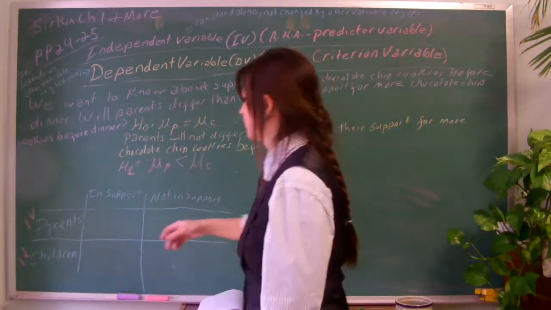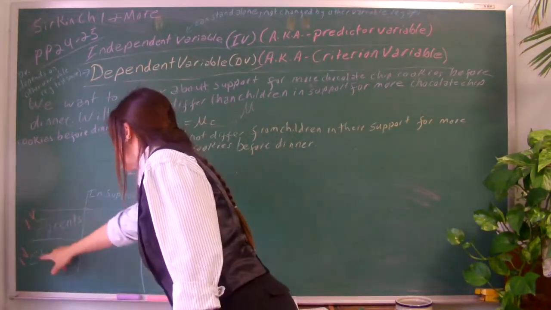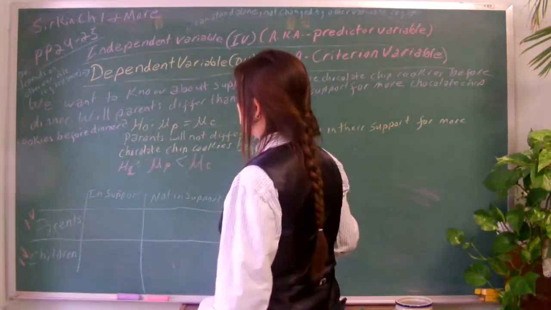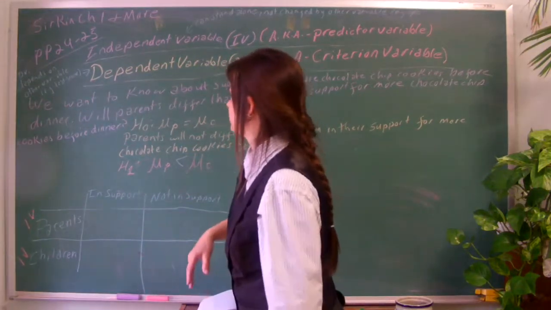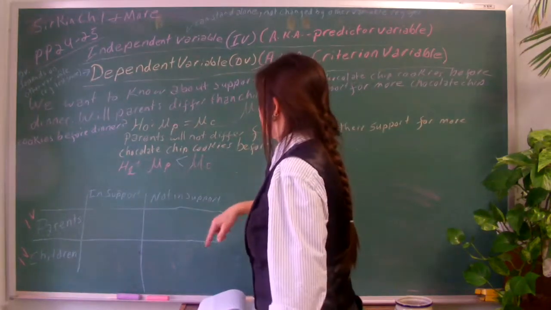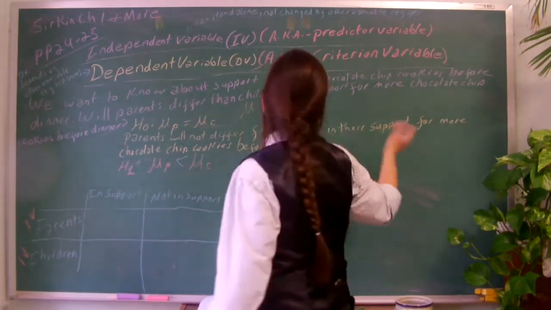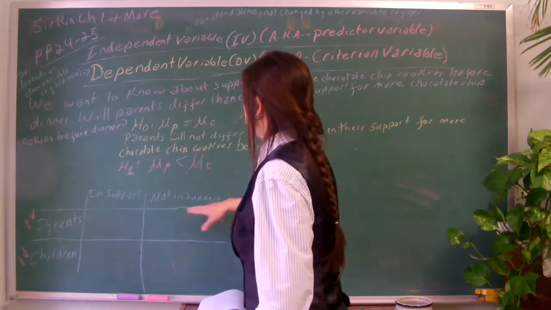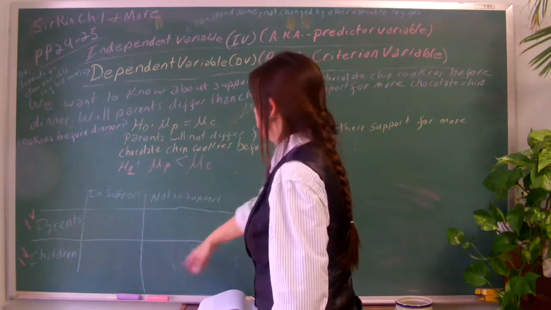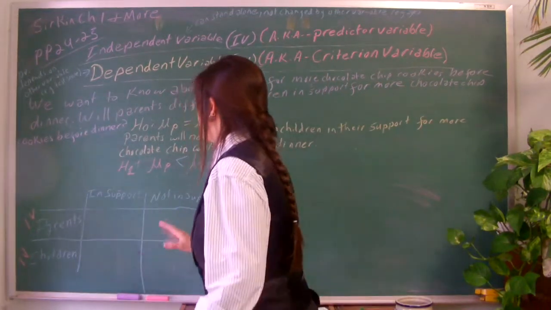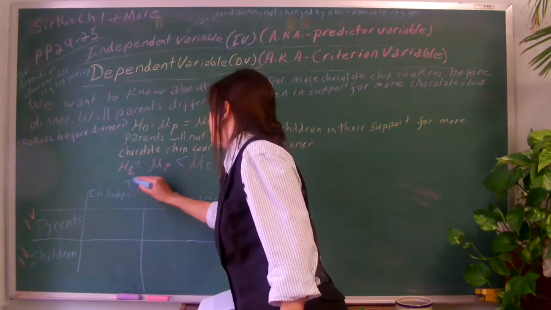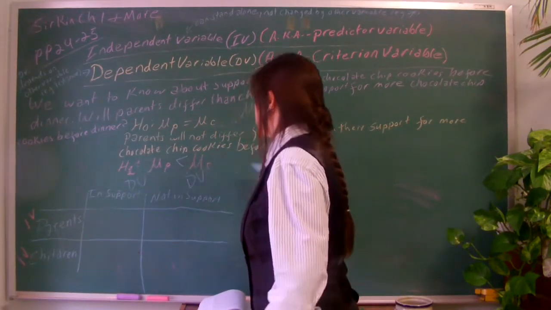So for the example we're having, notice I put an IV. If I have a hard time figuring out the independent variable, I draw it out like a table, as if I'm going to put the data in. I have parents here, children there, and then I put in support, abbreviated, for support for more chocolate chip cookies before dinner, and not in support for more chocolate chip cookies before dinner. I draw it up like this so I don't get so confused. I realize, oh, that's my independent variable, that's my dependent variable, and it's easier to see.